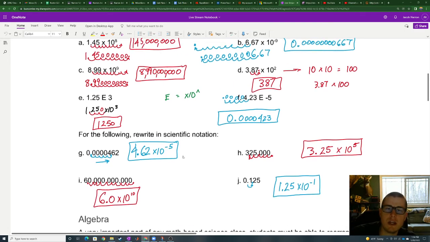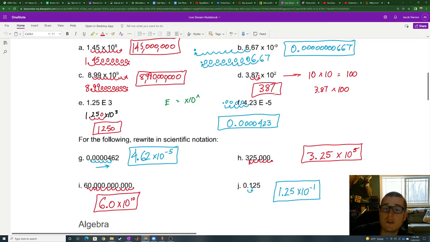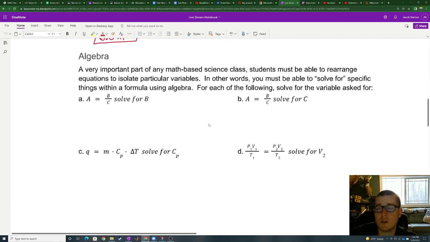Okay, that's scientific notation. It's something you need to learn how to do. All right, these are some practice. You can find lots of practice online with scientific notation. It's going to be something really useful to know.